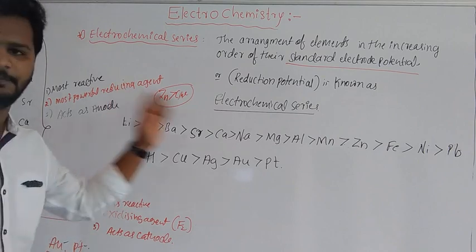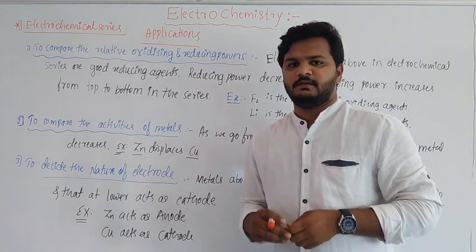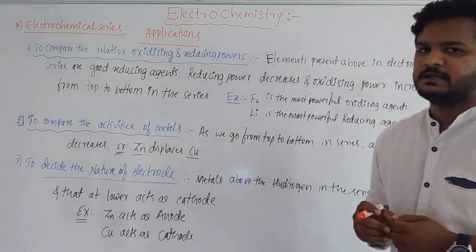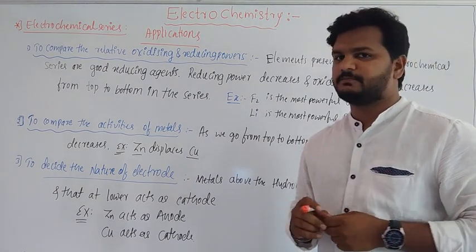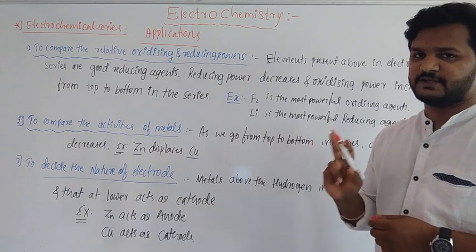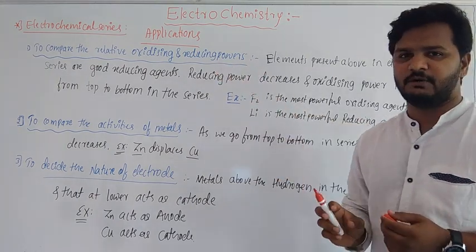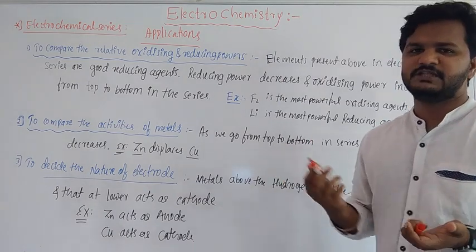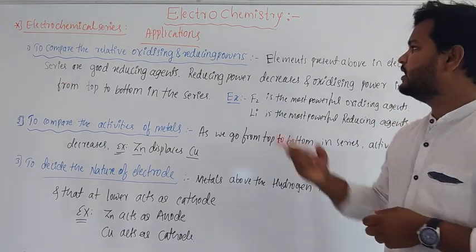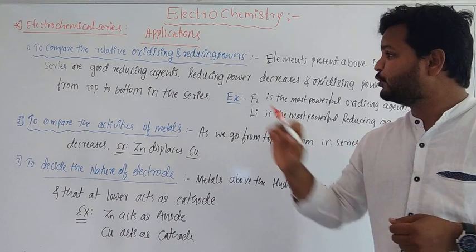I am going to write the applications here. Students, these are the applications of the electrochemical series. The first application is to compare the relative oxidizing and reducing powers, meaning we can easily find out which is the most powerful reducing agent and which is the more powerful oxidizing agent. First, elements present above in the electrochemical series are good reducing agents.